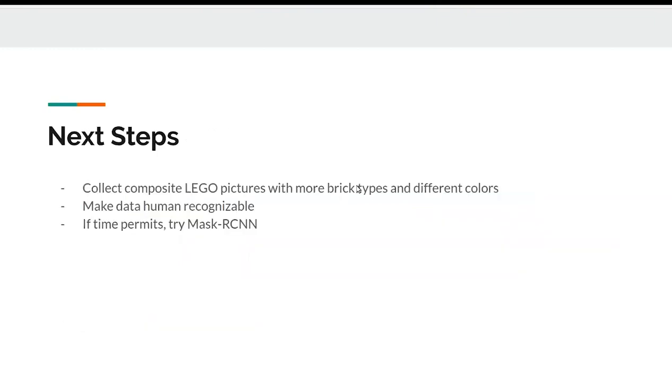Speaking about the next steps, we're thinking about maybe collecting more composite LEGO pictures with more brick types and different colors. And if time permits, then maybe we'll try different methods such as Mask R-CNN on our dataset.